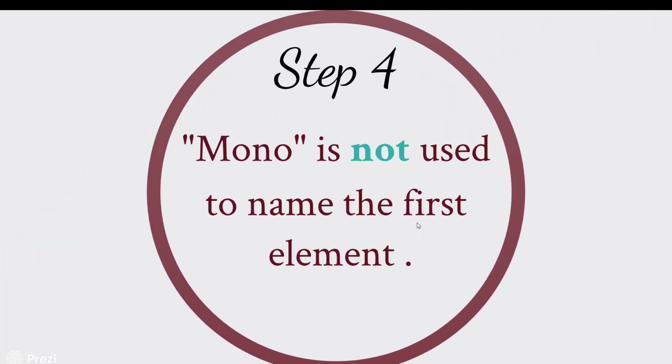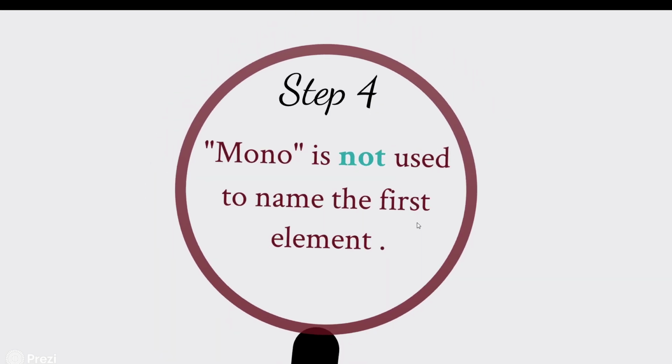Okay, step 4 is just one to really remember that if the first element only has one atom, you're not going to use mono. So for instance, carbon dioxide, we don't say it's monocarbon dioxide because we just dropped the mono. If there's only one, we're going to drop it in the first one because we're lazy.